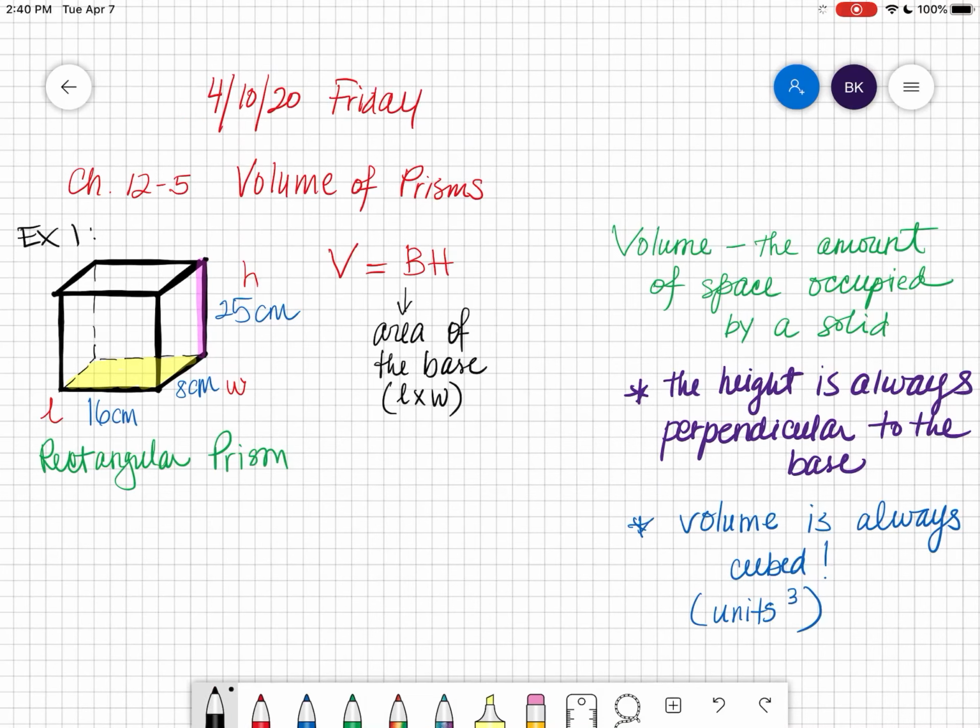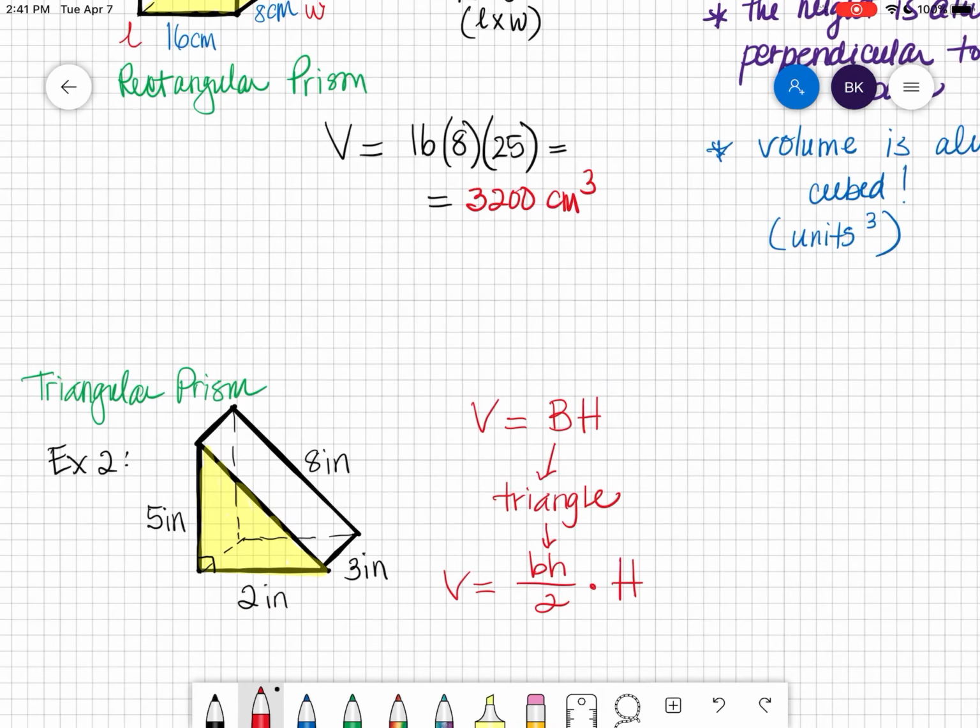Okay, so now we have this example and we are ready to plug in our measurements that we are given. So volume equals area of the base, big B, which is 16 times 8, and then times the height of the prism, times 25. And when you do the computation, you will see that the answer is 3,200 centimeters cubed, because volume is always cubed.